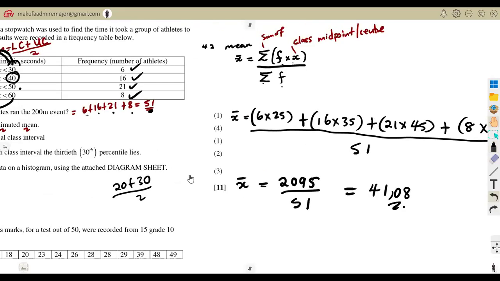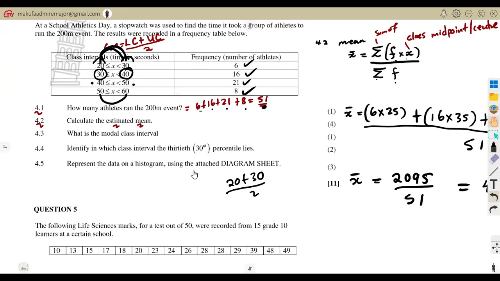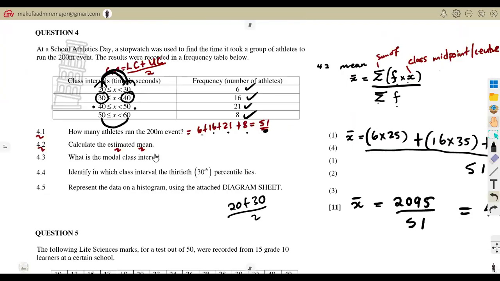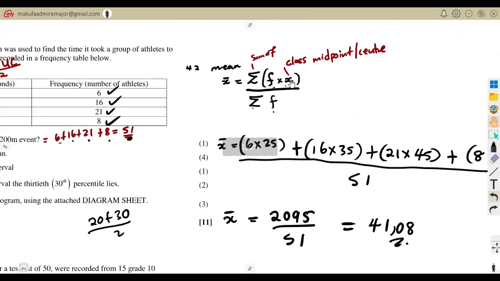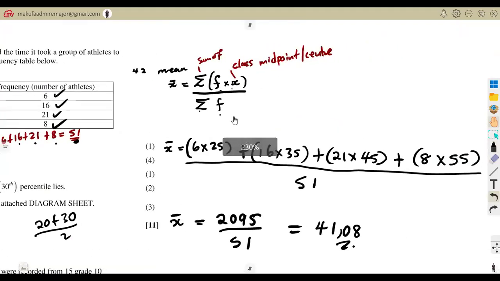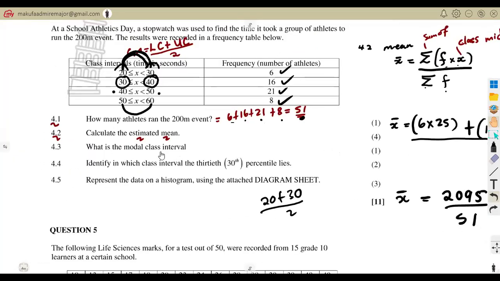So this is the idea of your mean. An estimated mean. Class center is needed. Class midpoint. Frequency is also needed. The product, you multiply them together, adding each and every part. That is the sum of.